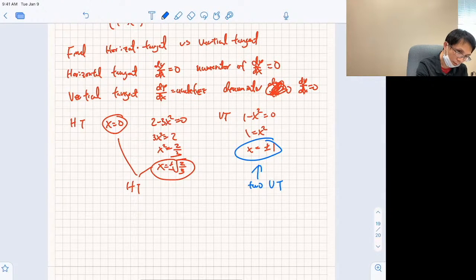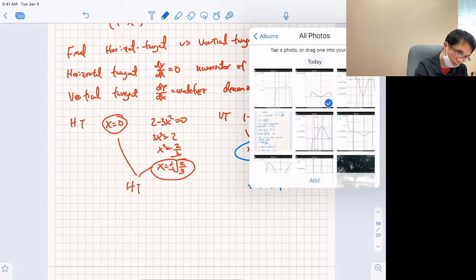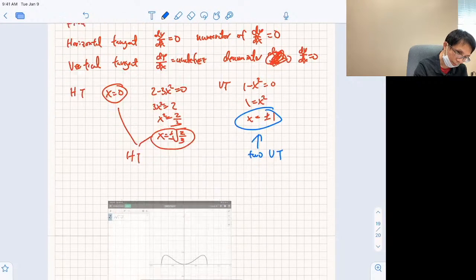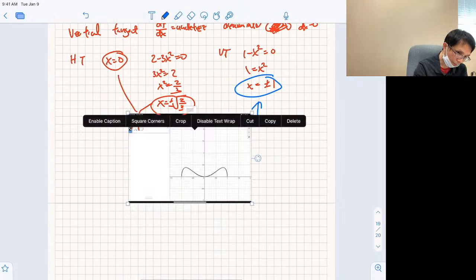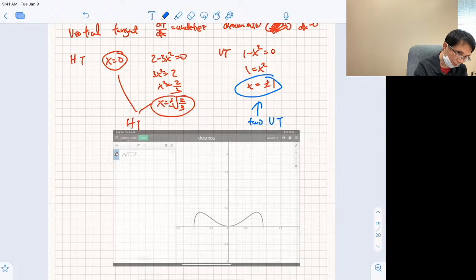Mr. Yu, you have it as minus 3x squared, so wouldn't there be a negative then? What? You have it as 2 minus 3x squared, and then you bring it to the other side to make it positive.